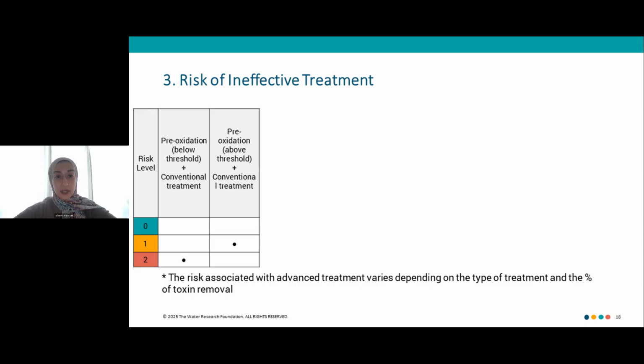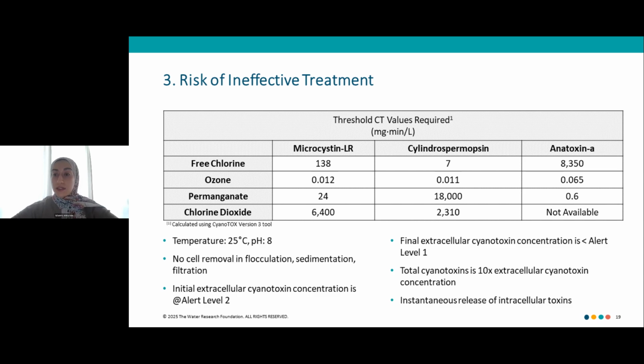So now let's talk about the threshold and how we can come up with it. The table is also in the guide, and it shows different CT thresholds for each oxidant corresponding to each toxin of interest. We have microcystin-LR, cylindrospermopsin, and anatoxin-A, and we have 4 different oxidants. In order to come up with these numbers, we used the CyanoTOX tool. I'm going to have a QR code at the end of the presentation that can guide you towards that tool.